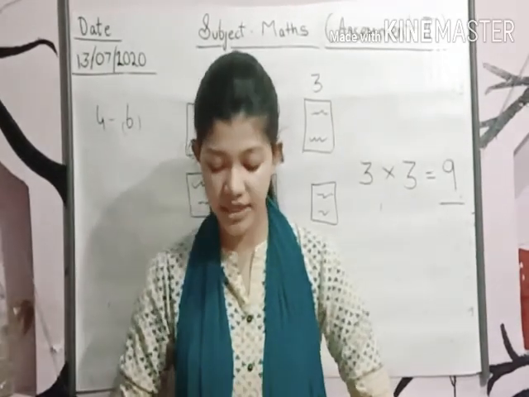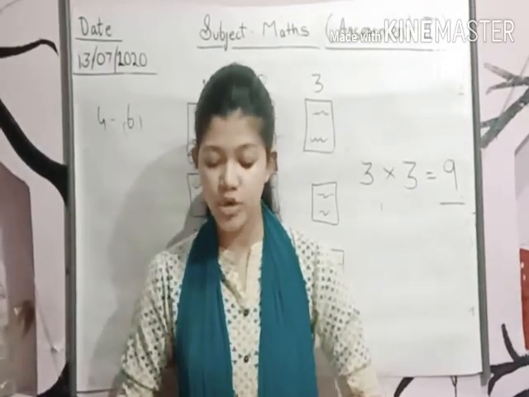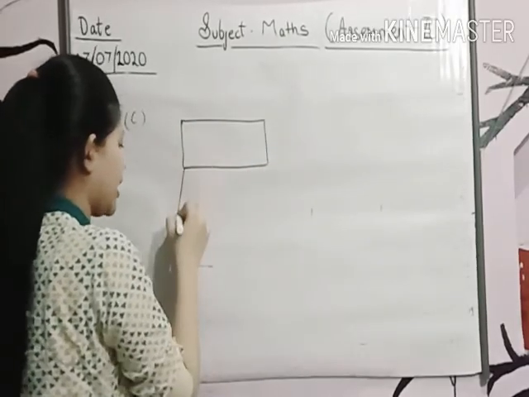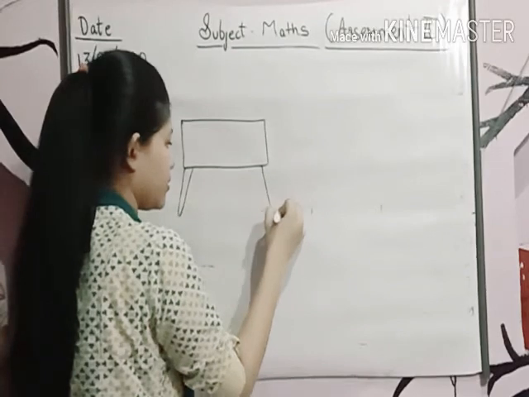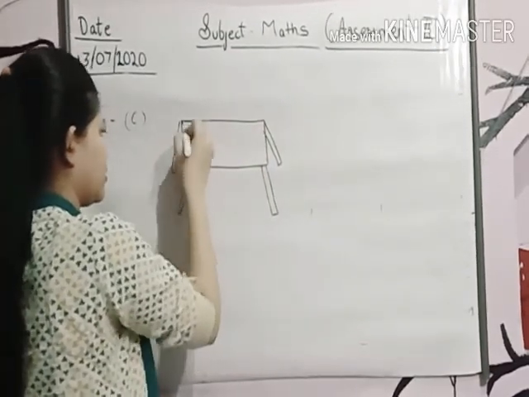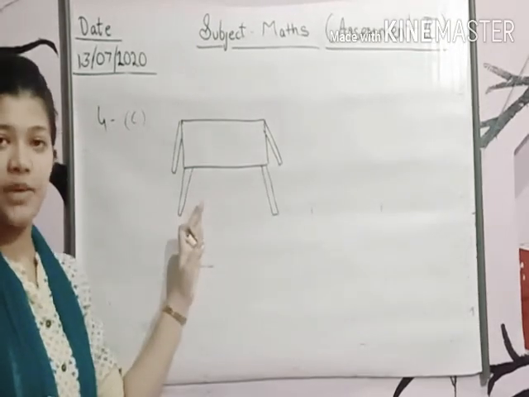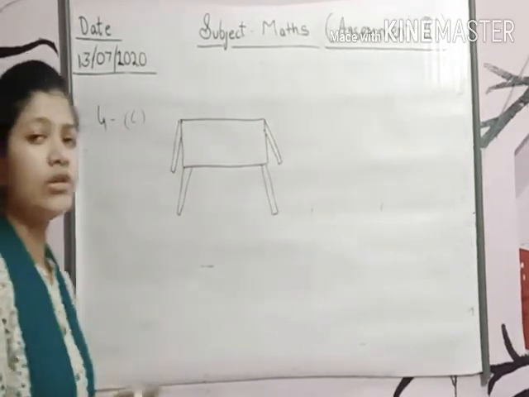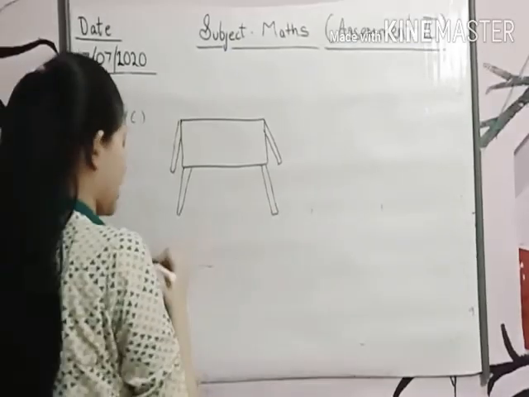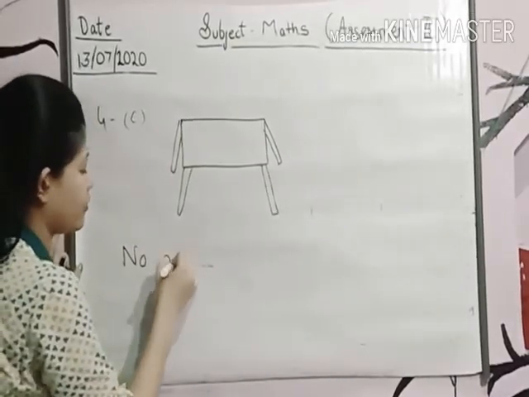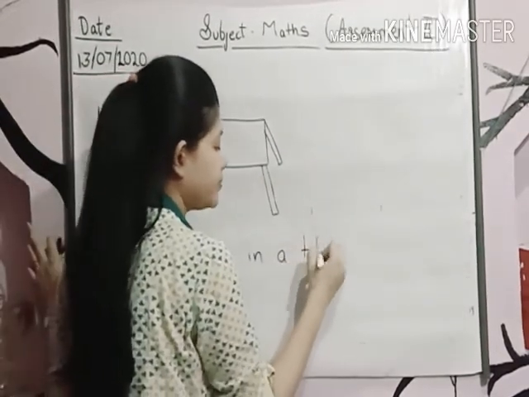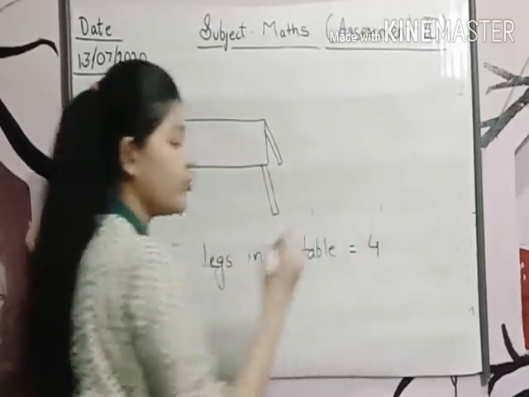Now let's come to next one. How many legs do 10 tables have? If this is a table, okay. Okay, this is a table. Clear? And you know that a table has 4 legs. We know this. We know that the number of legs in our table is equal to 4.